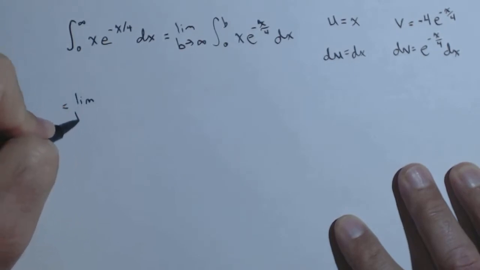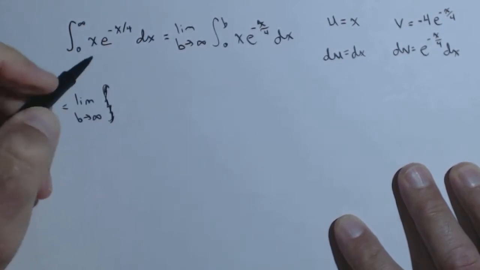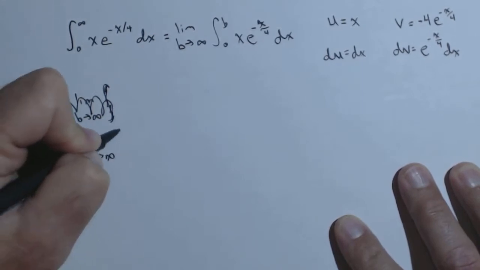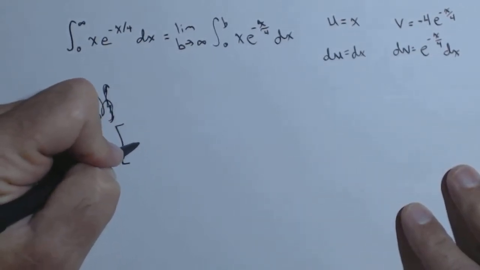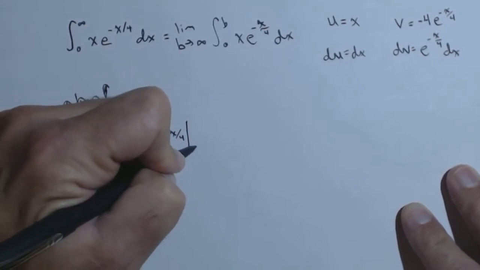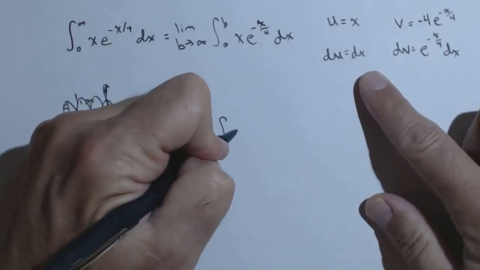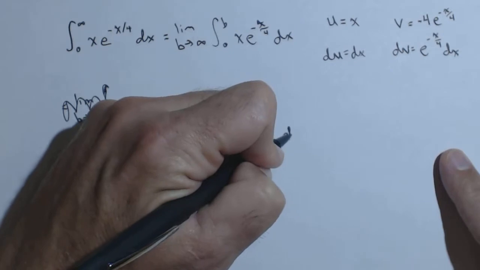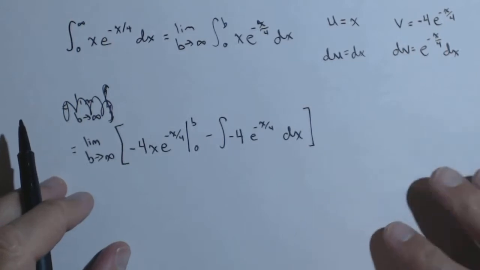So we have the limit as b goes to infinity. Excuse me, we didn't want that there. Let me rewrite that. Limit as b goes to infinity, and I'll start my antiderivative here. I have uv, which is minus 4x e to the minus x over 4, from 0 to b, minus the integral of v du, minus 4 e to the minus x over 4 dx. And all that, we're going to be taking the limit as b goes to infinity.